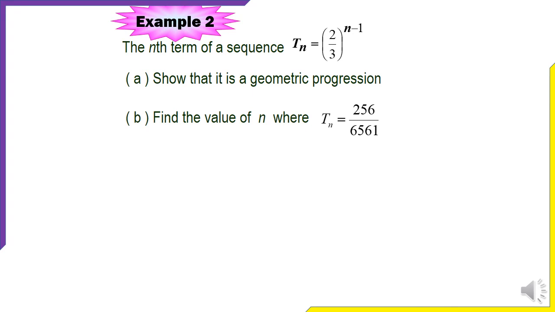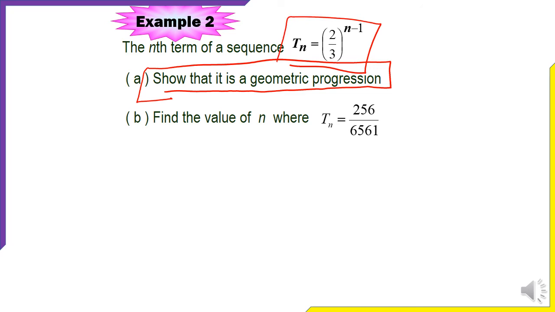Second example. The nth term of sequence Tn is equal to 2 over 3 to the power of n minus 1. The question asks you, first, to show that it is a geometric progression. How can we show this is a geometric progression? Because we don't have the progression, we only have the nth term of the sequence. For part B, find the value of n where Tn equals 256 over 6561.